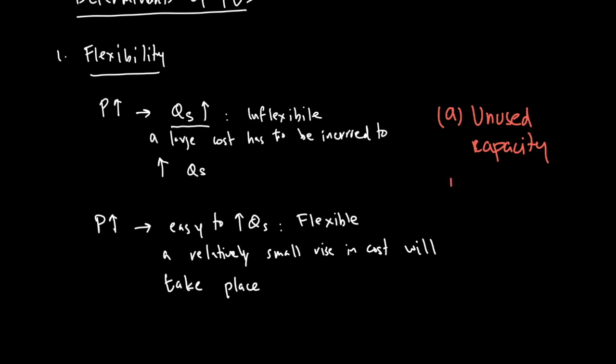Similarly, if I have resources or inputs which are very mobile, so if I have mobile factors of production, what are mobile factors of production? Mobile factors of production are those factors which can easily be used for one thing or another. For example, if I have a teacher in my school who can teach maths and economics, anytime there's a rise in demand for economics, I can ask that teacher to teach more batches for economics.